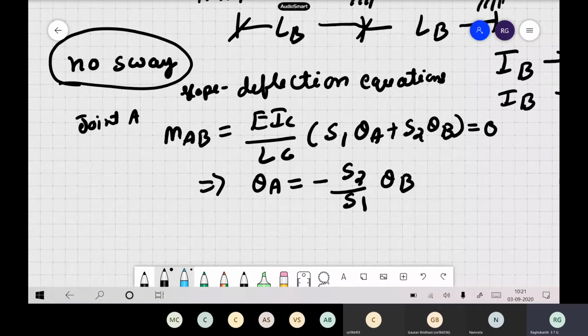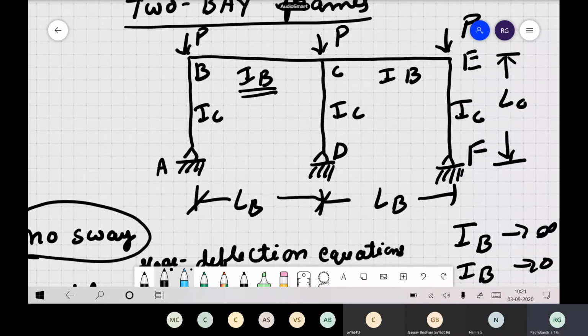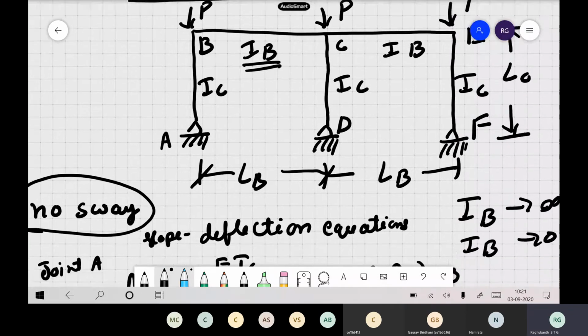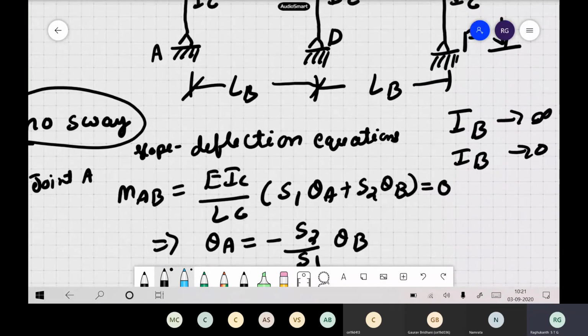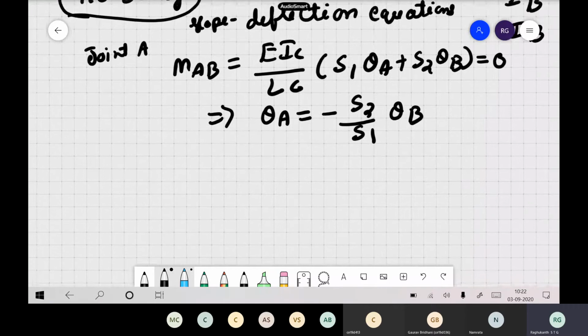Now suppose the frame is allowed to sway. What happens if it is allowed to sway? How will this equation look? S1 theta A plus S2 theta B, and you will also have S1 plus S2 times delta by L. So that also comes into the picture when there is a sway. Since in the present case there is no sway, that term automatically goes to 0.